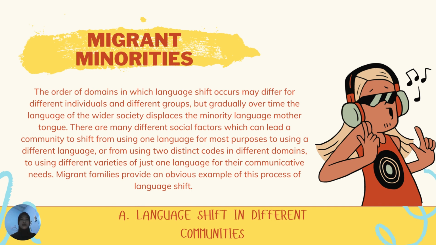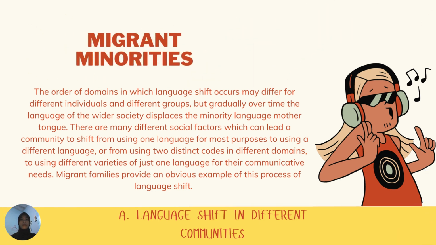The order of domains in which language shift occurs may differ for different individuals and different groups, but gradually over time the language of the wider society displaces the minority language mother tongue. There are many different social factors which can lead a community to shift from using one language for most purposes to using a different language, or from using two distinct codes in different domains to using different varieties of just one language for their communicative needs. Migrant families provide an obvious example of this process of language shift.